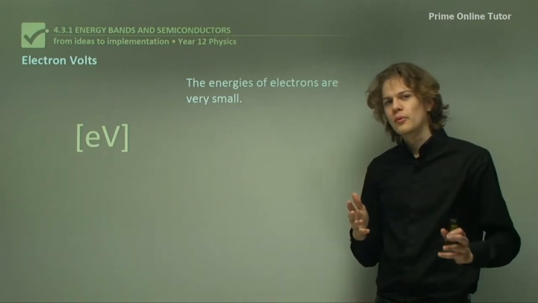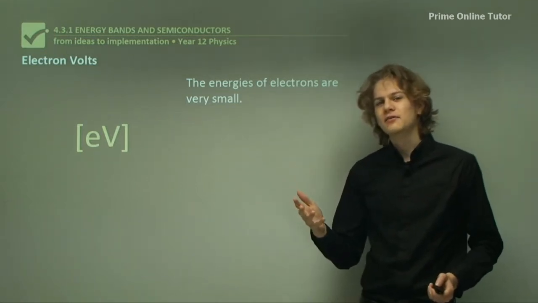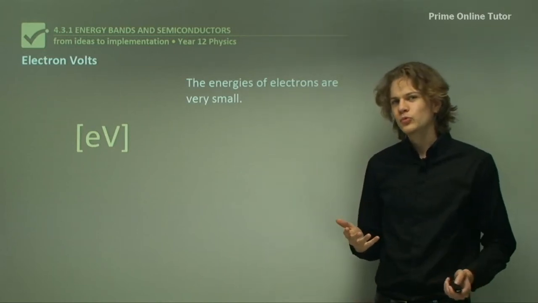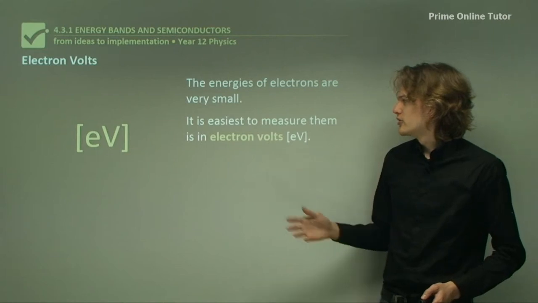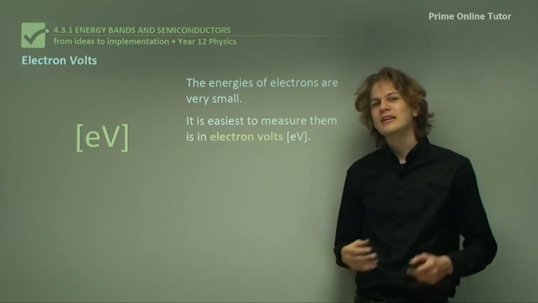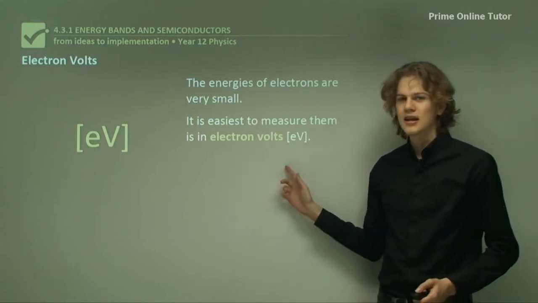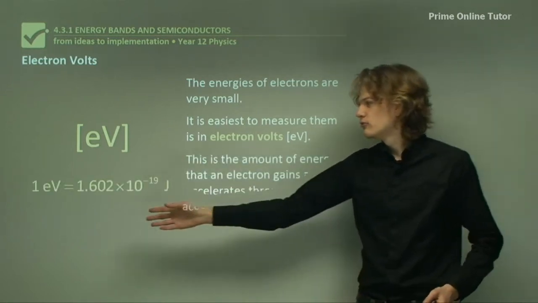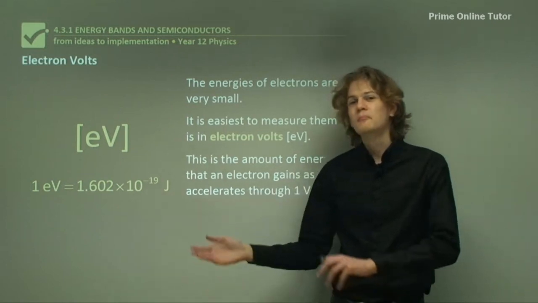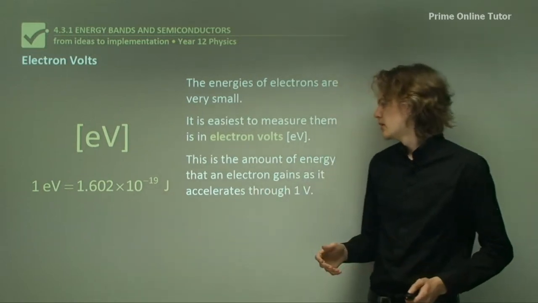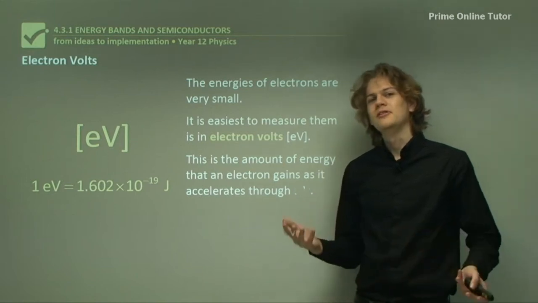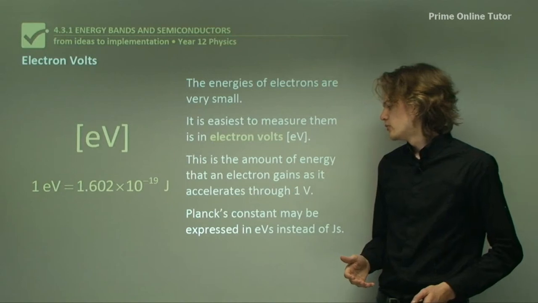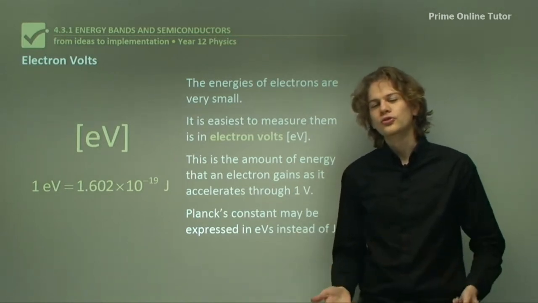Before we can talk more about that, we have to talk about being able to measure the energy of electrons in these various states though. So instead of using joules, we have to use a different unit. It's easiest to measure the energy of electrons in electron volts, which are represented by eV, which we can see here. The conversion factor is something like 1 electron volt is 1.602 times 10 to the minus 19 joules. And that's simply the amount of energy that an electron gains when it's accelerated through 1 volt. And so Planck's constant can also be expressed in electron volts instead of joules.